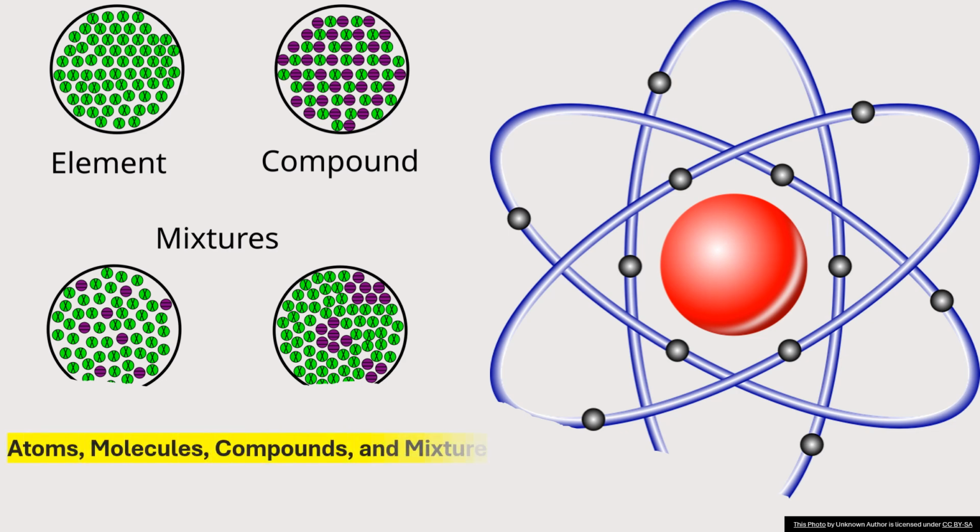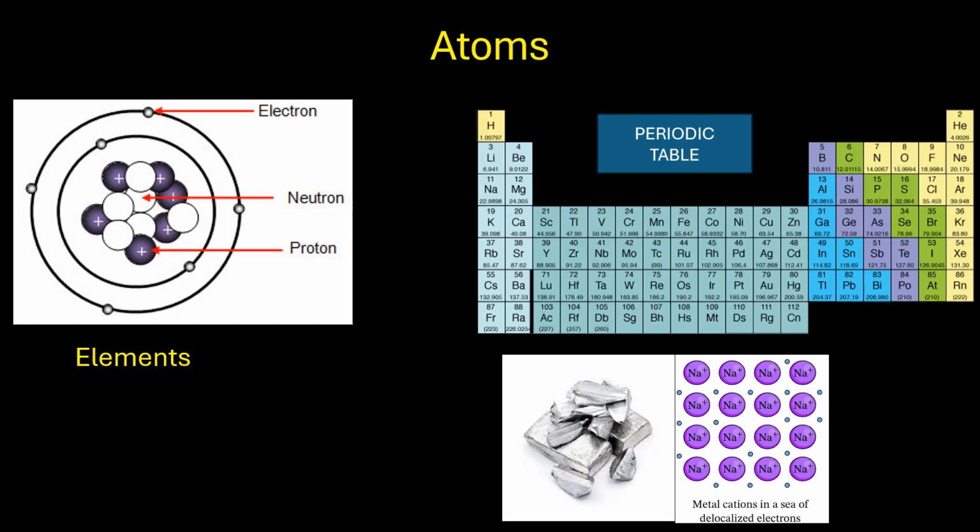Everything in life is made out of matter. Matter is anything that occupies space and has mass. So it has some weight to it and it occupies space. It can either be compounds, molecules, mixtures, or atoms. Atoms are the basic units that make up everything we see in life. So let's find out what these different things mean.